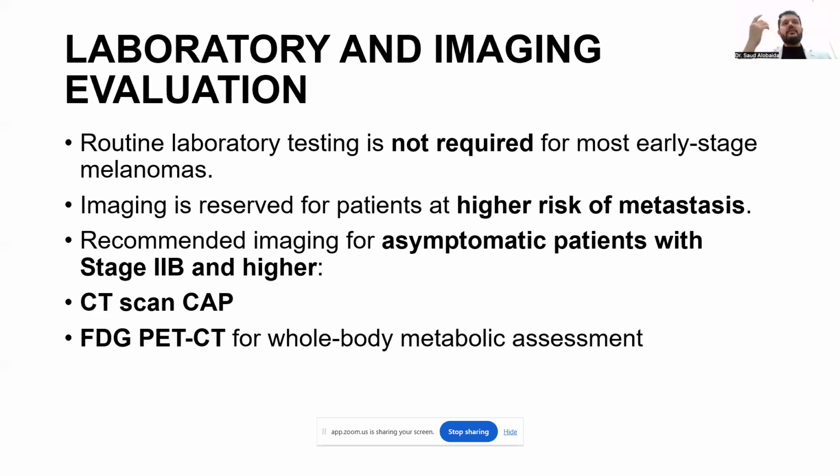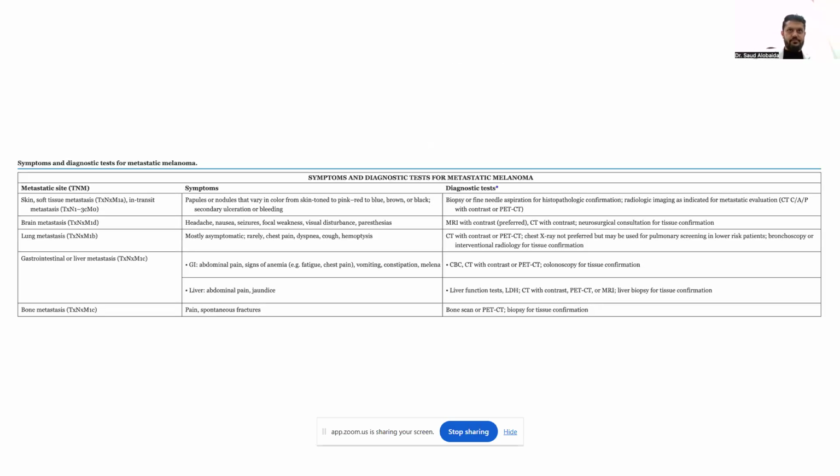So depending on the situation, the more risk of metastasis, you have to evaluate the patient. So general recommendation, 2B and above should be imaged, with CT chest, abdomen, pelvis, as well as PET CT to detect hot locations. And this is kind of the symptoms and what to do if the symptoms are present.